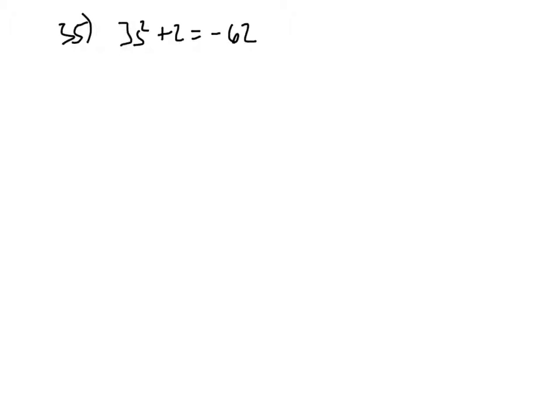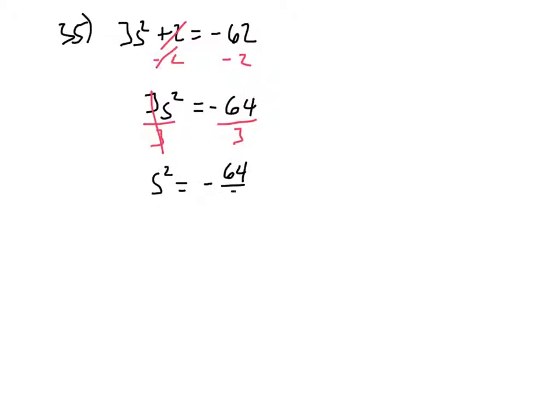So let's subtract 2 from both sides. So we have 3s squared equals negative 64. Now what? We've got to divide by 3. So s squared equals negative 64 thirds. Okay, well now we have to finally take the square root of both sides.